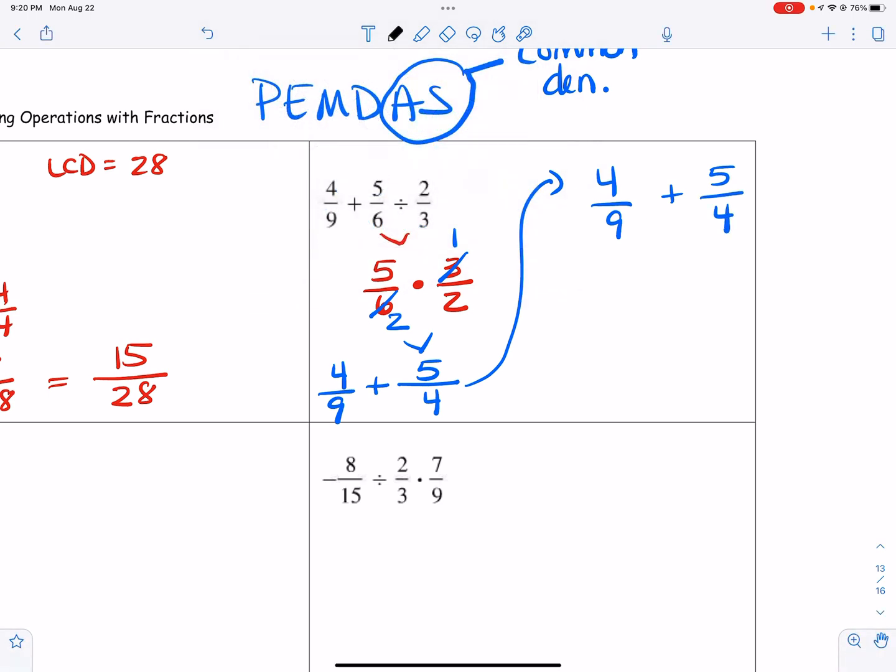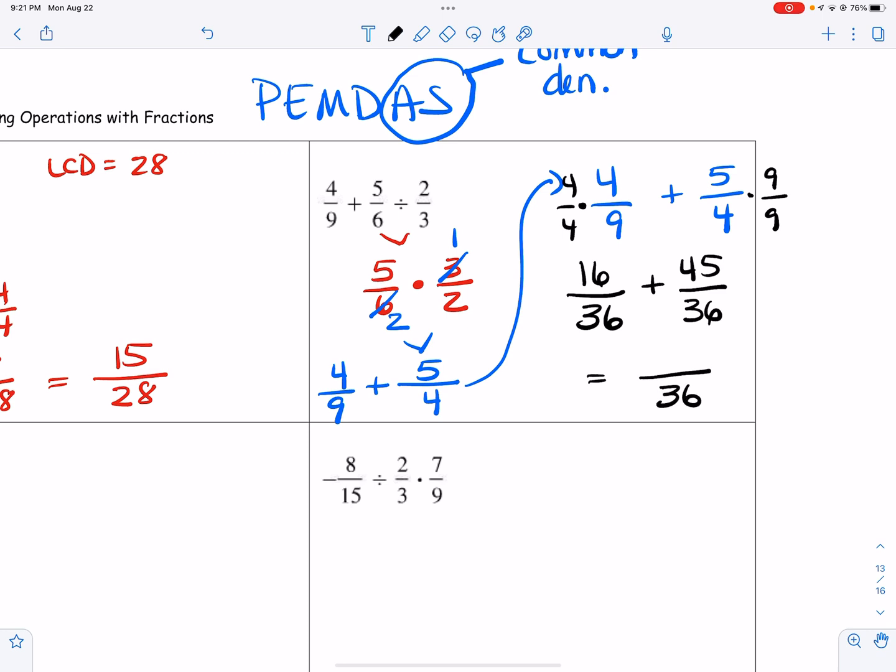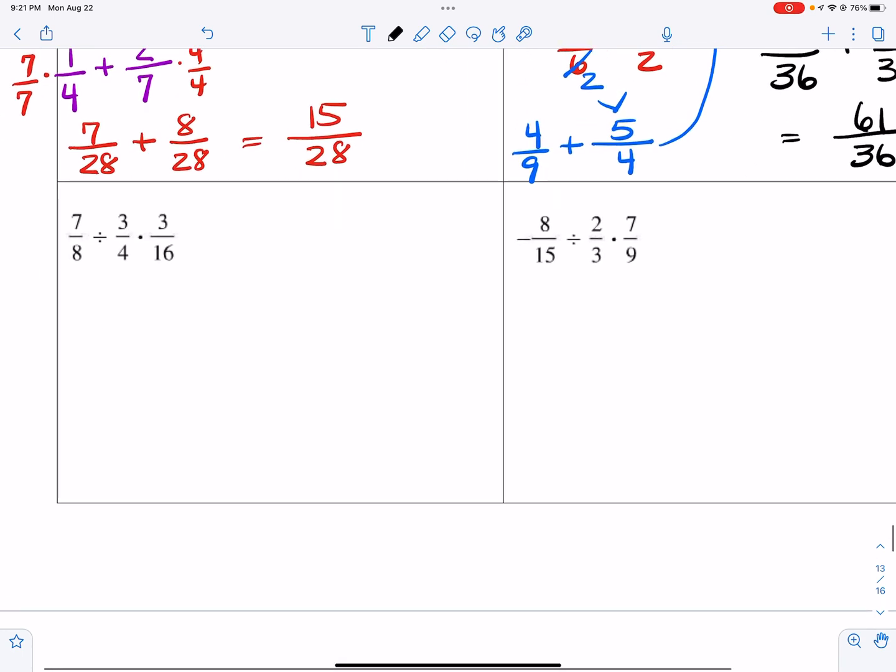Your common denominator is going to be 36. So I'm going to multiply by 4 over 4 and 9 over 9. So 16 36 plus 45 36 equals, 36 goes on the bottom, and 16 plus 45 gives me 61. Okay? All right, the next one.